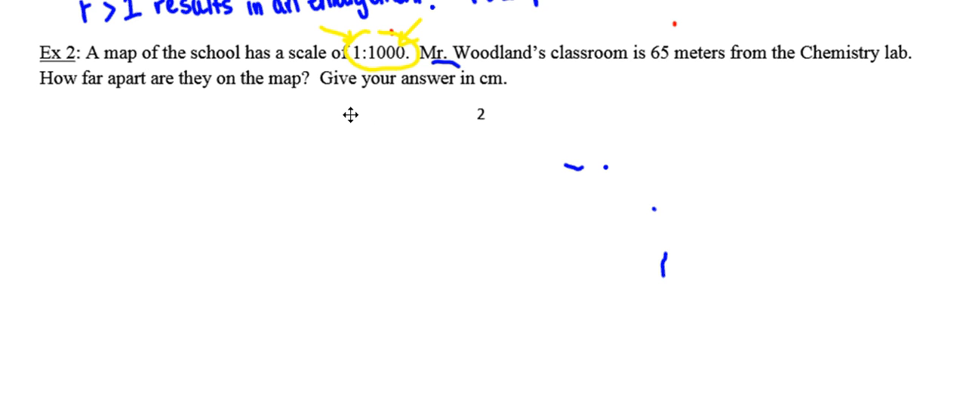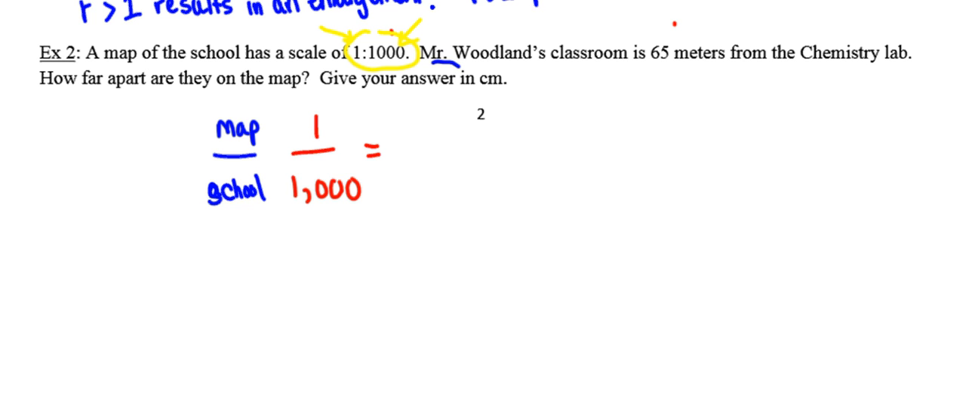I'm going to take that ratio of 1 to 1,000. I'm going to turn it into a fraction. So I'm going to compare 1 unit on the map with 1,000 units in the school. So 1 to 1,000. And here's what I need to be careful of. If I compare the length on the map to the actual length at the school in my first ratio, then when I go to set up my second ratio, I need to make sure I make the same comparison. Map in the numerator, the distance they are apart in the school in the denominator.